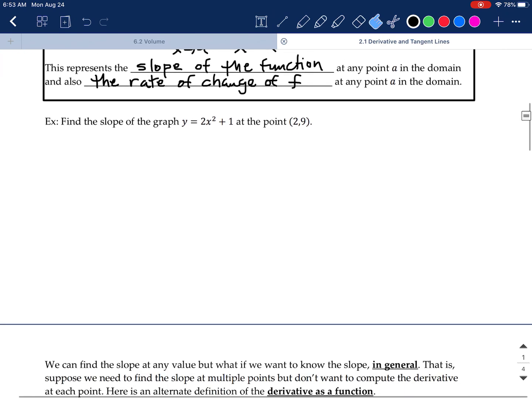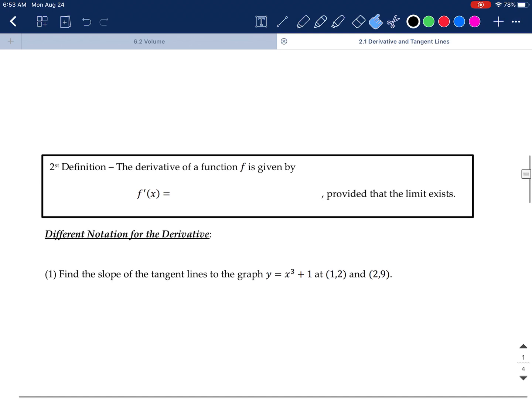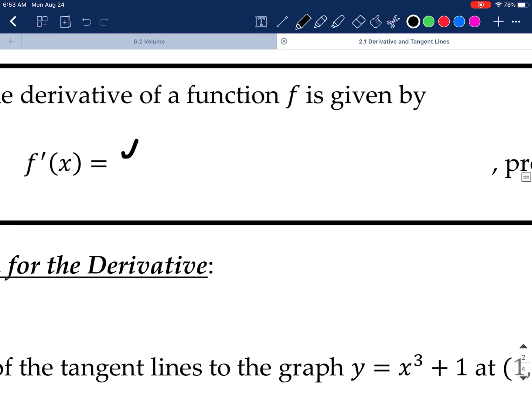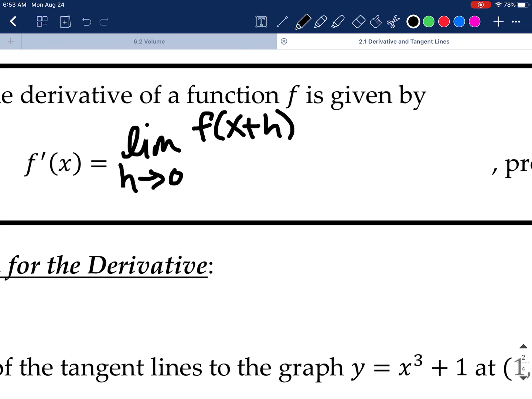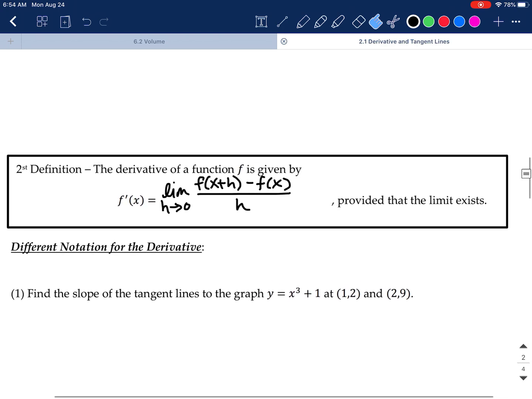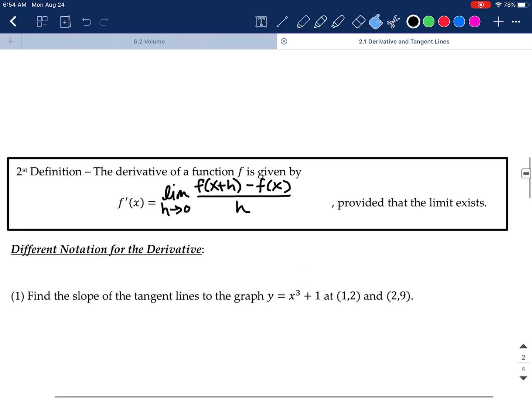Okay. So now I'm going to actually jump ahead, and we're going to put our second definition here, which we already worked out and described. So that's going to be the limit as h goes to 0 of f of x plus h minus f of x all over h. And again, provided that the limit exists, of course, so we can have undefined slopes if we are vertical at a point, but then we will not be a function, so we will fail the definition of function.